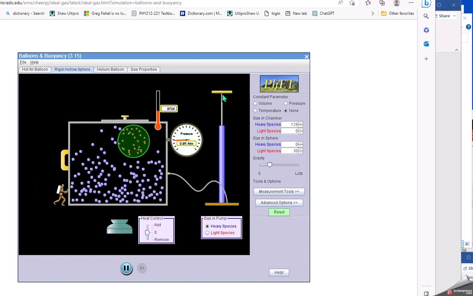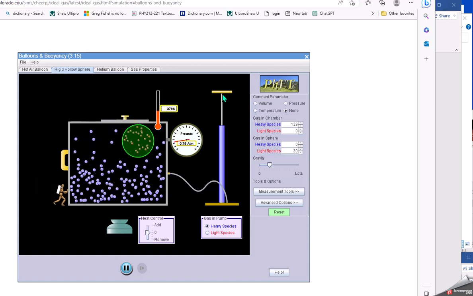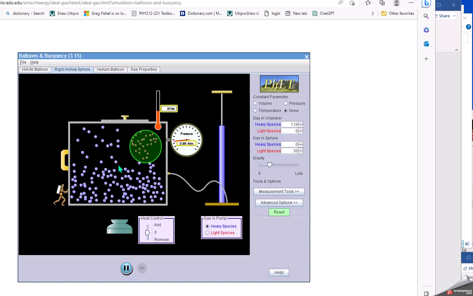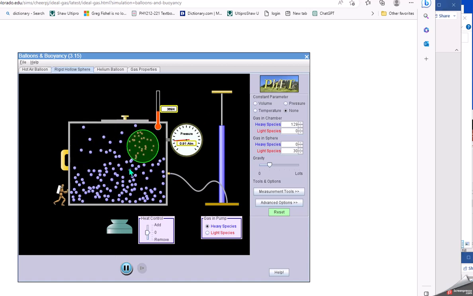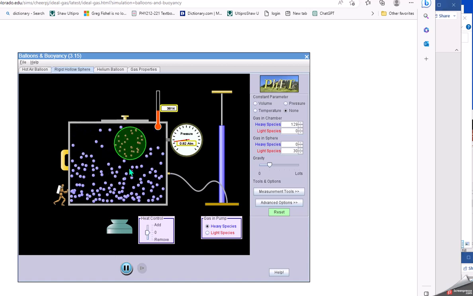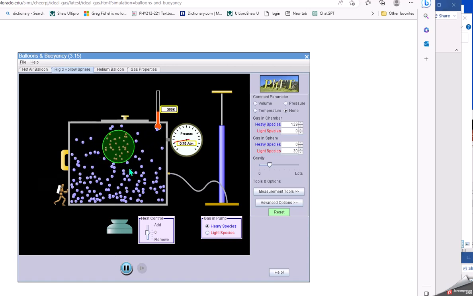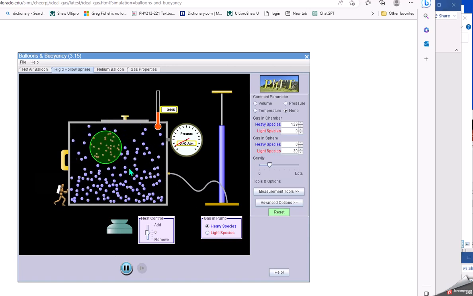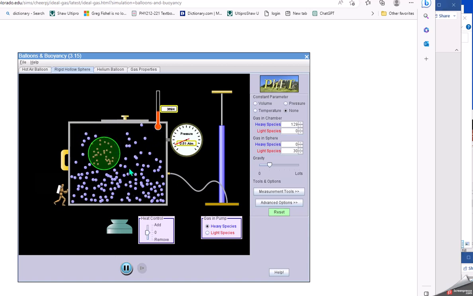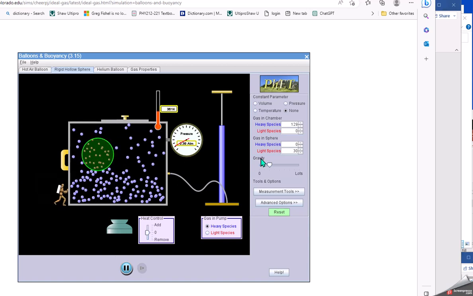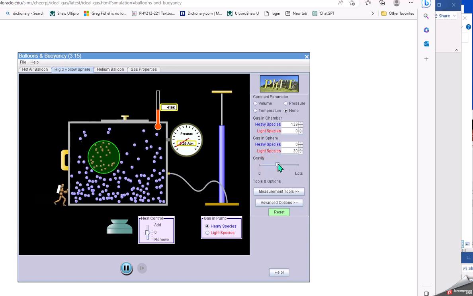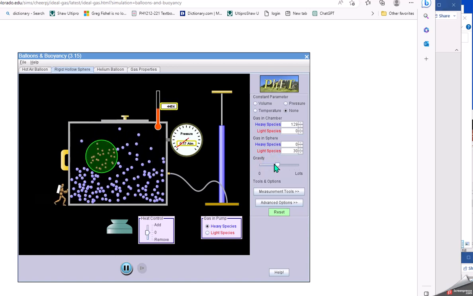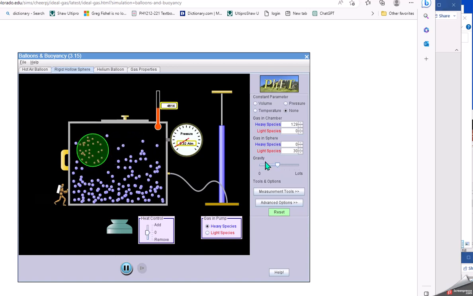If you have some temperature, the pressure is due to collisions, and you may get a question on the exam: what is actually the origin of the pressure? You'll say molecular collision, because it bumps the balloon up. There's a gravity condition too. If you turn on a little more gravity, the balloon drops a little bit, but it still goes up.